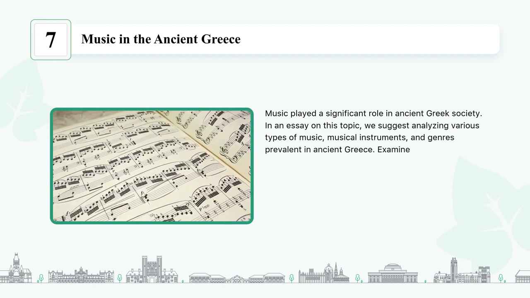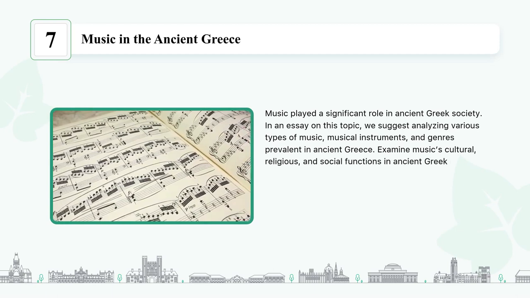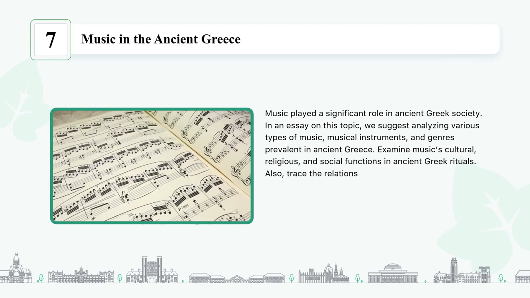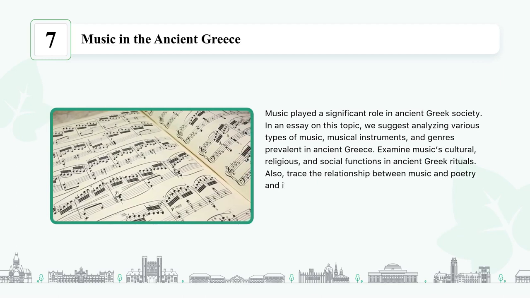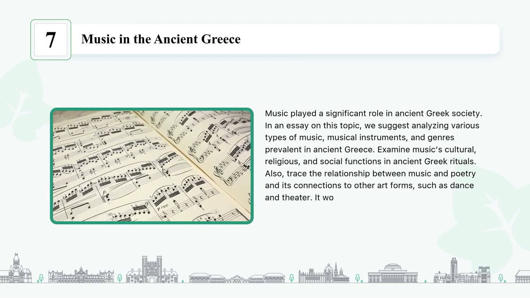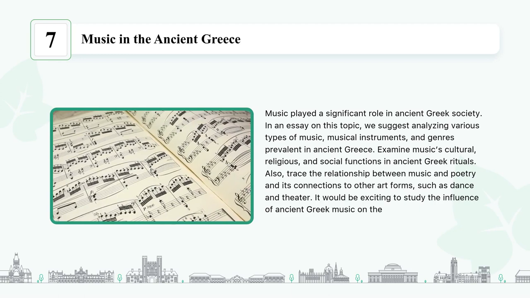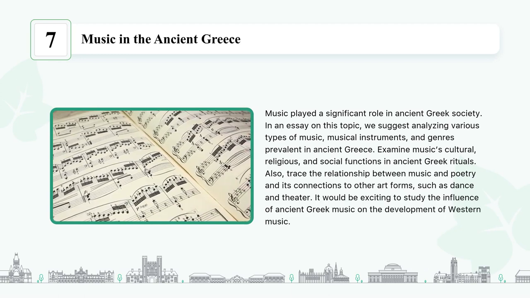Greece. Examine music's cultural, religious, and social functions in ancient Greek rituals. Also, trace the relationship between music and poetry and its connections to other art forms, such as dance and theater. It would be exciting to study the influence of ancient Greek music on the development of Western music.